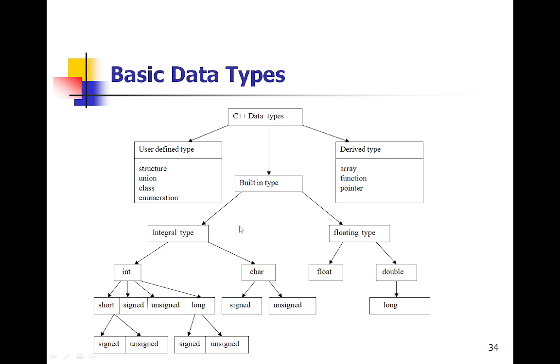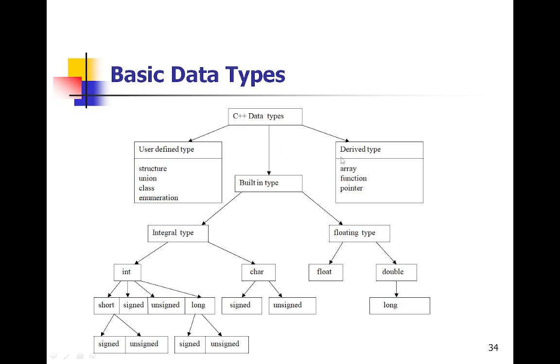Built-in data types means it may be an integer type of data or a floating type of data. The integer type may be again derived into integer or character. So it may be signed or unsigned, or short or long. The data types are again further derived. And at the same time, the floating type of data may be float or double or long double. It may vary.